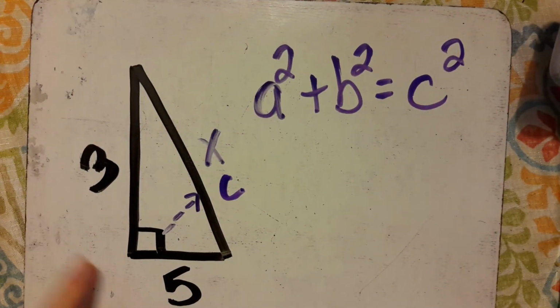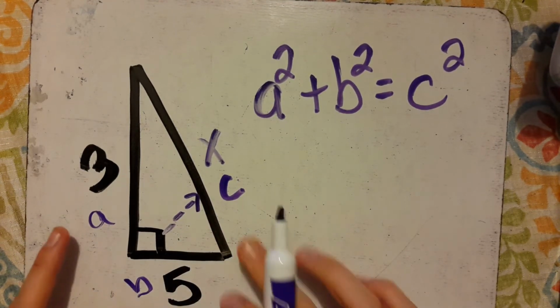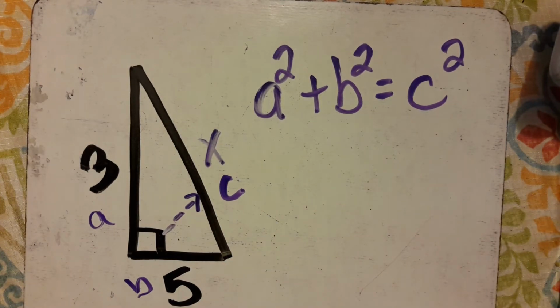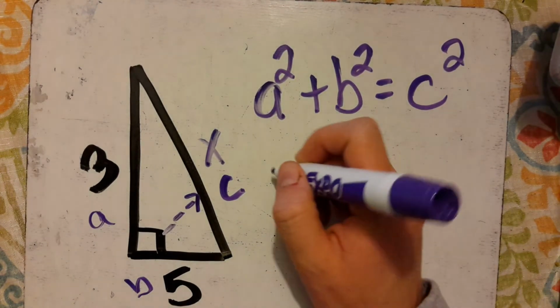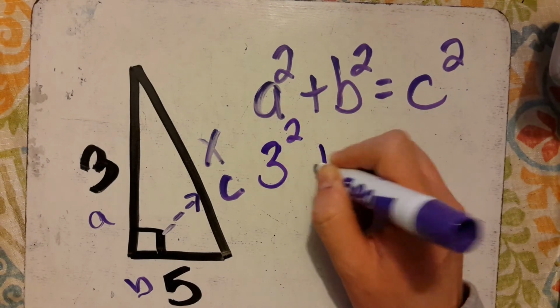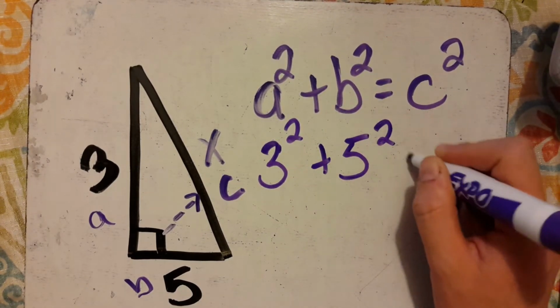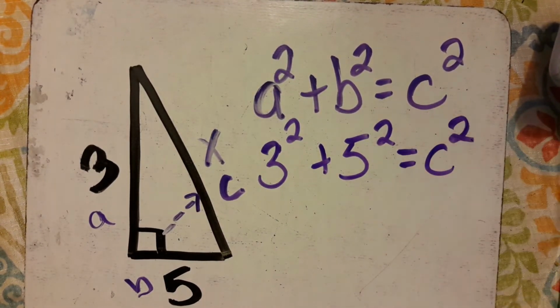Again, the legs don't matter which one you make a or b. Just label one or the other. The math works out the same way. So plug these three things in for a, b, and c up here. So a is 3, b is 5, and c is x.